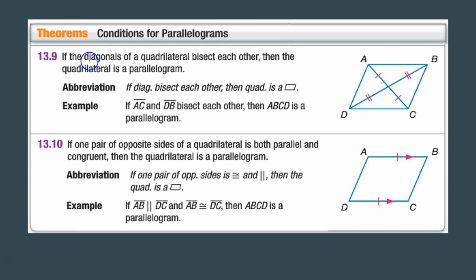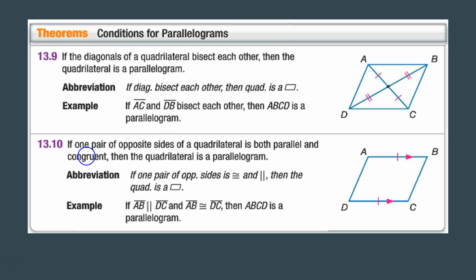Then we're saying if diagonals of a quadrilateral bisect each other, then the quadrilateral is a parallelogram. So we have these diagonals that bisect each other. The diagonals are BD and AC, and they bisect each other, so they make a little X in the middle here. If they do this, then the quadrilateral is a parallelogram. So here we have ABCD, which is a parallelogram.